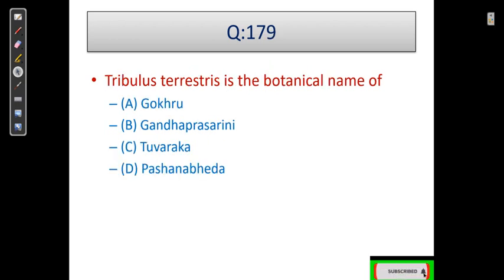Tribulus terrestris is the botanical name of Gokhru, Gandaprasharini, Tuvaraka, Pashanabheda. So the correct answer is Gokhru.